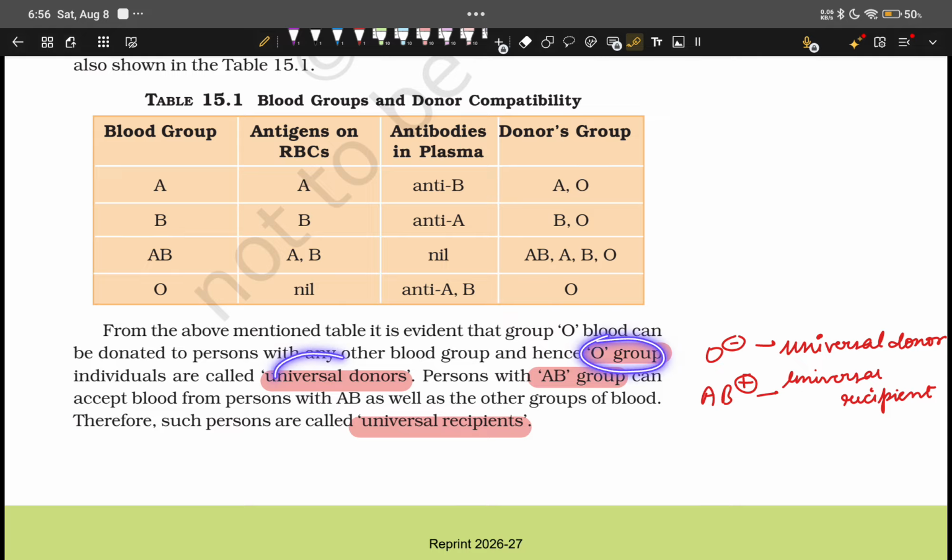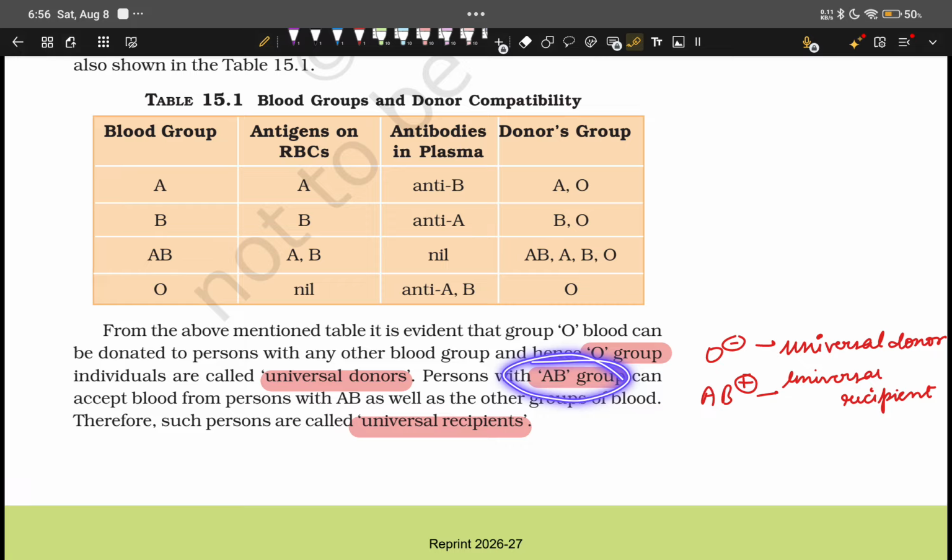Now O is called universal donor and AB is called universal recipient. Why universal donor? Because it has no antigen. Okay, O has no antigen. Because it has no antigen, you can understand very easily that it can give its blood to anyone, right? Because there will be no mismatch of the blood.